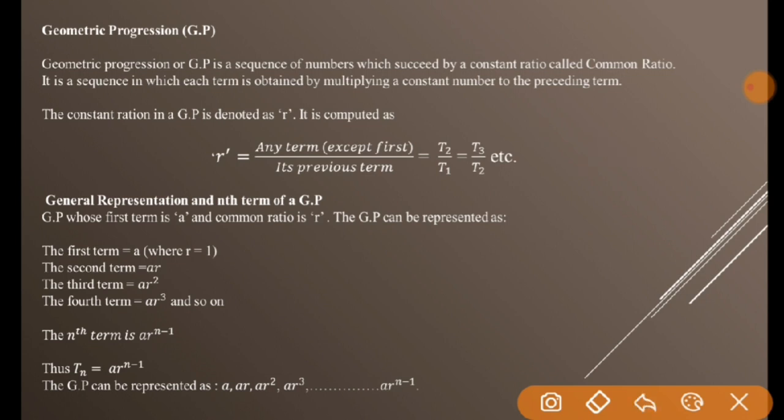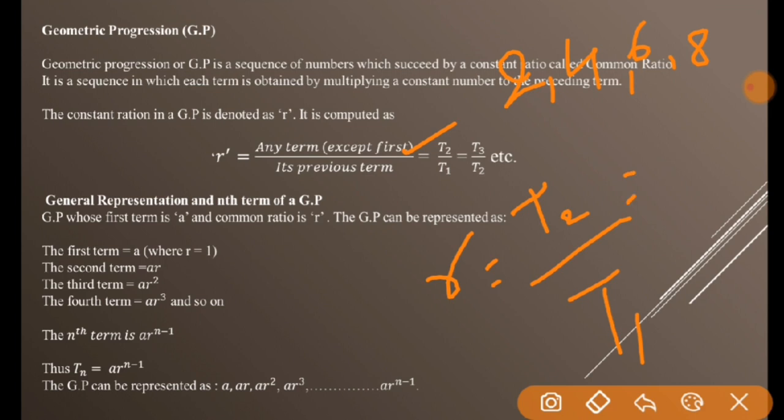So R is equal to any term except the first term divided by its previous term. For example, T2 by T1, T3 by T2, like this. So if you are considering 4, 2, 6, 8 as a series, how to find the common ratio? Common ratio is equal to T2 by T1. So T2 is 4, T1 is 2, you are getting 2.